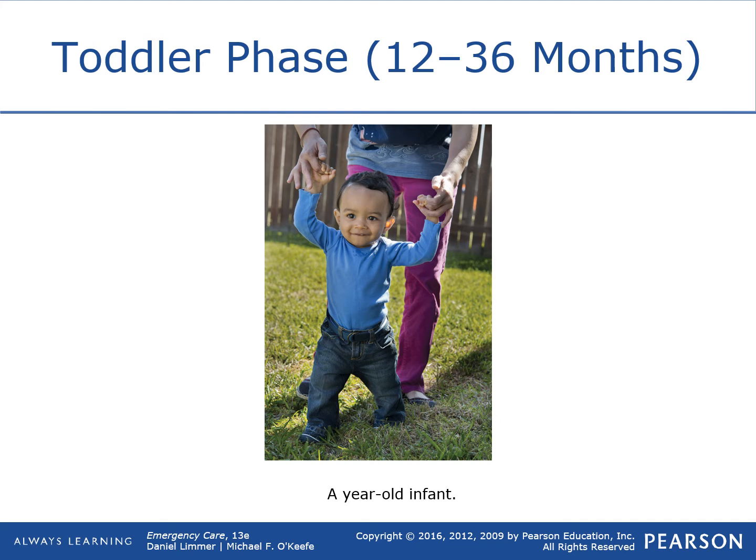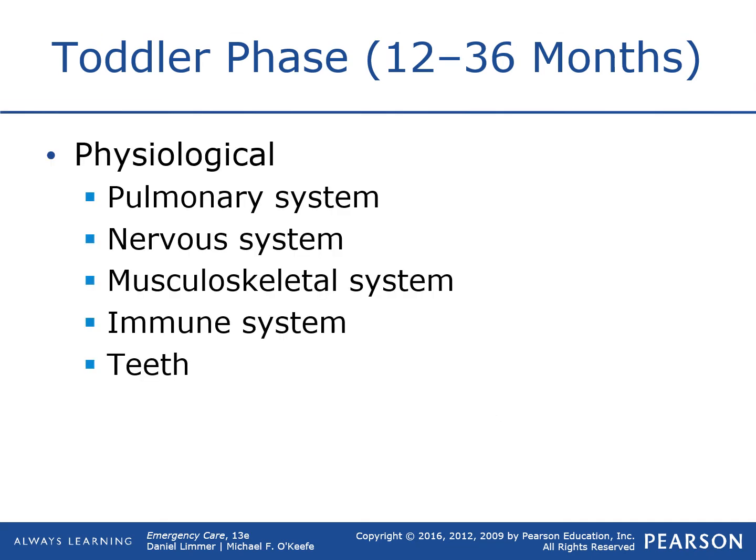Here's a picture of a one-year-old toddler. Physiologically, your pulmonary system gets a lot bigger and your nervous system gets much more advanced. The toddler phase is where people will really start talking a little bit to you. They're going to be walking, developing a lot of the complex parts about being an actual human. Your musculoskeletal system develops much more. That's where you develop the muscles to be able to walk and pick things up, so that's where we start seeing a lot more movement.